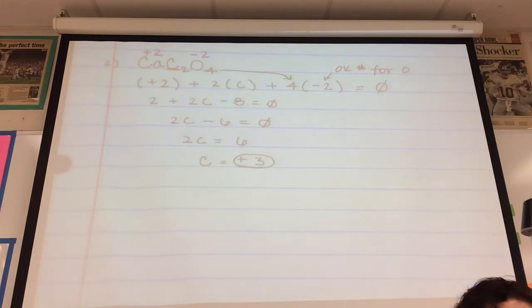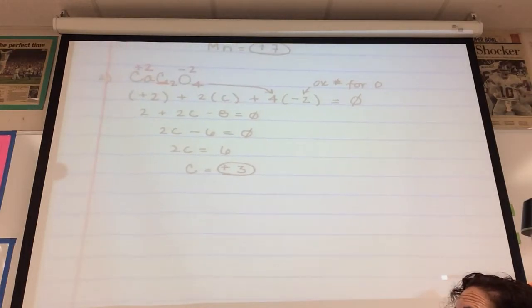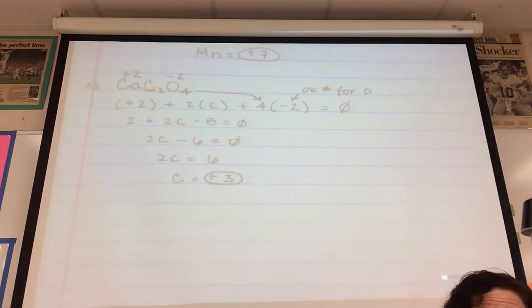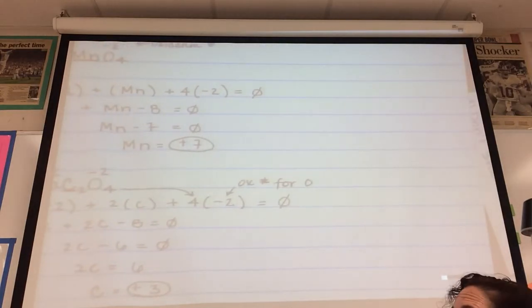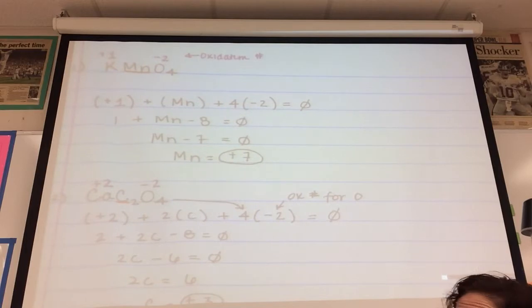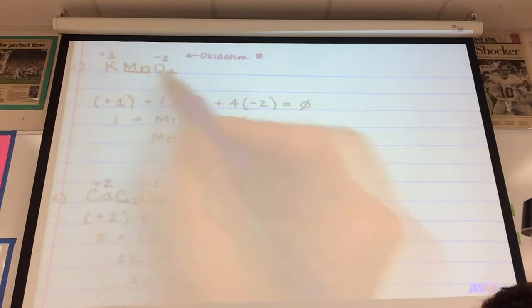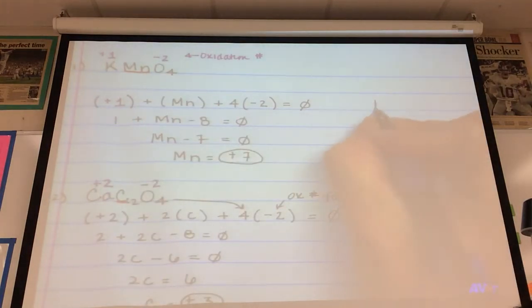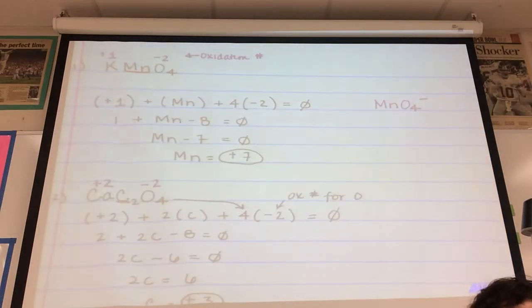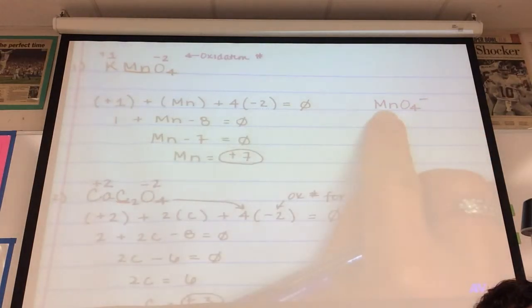Now I want to show you a trick. I think it's actually easier. I think you will as well. I'm going to go back up to the first example. If I'm going after the oxidation number of manganese, I can isolate that polyatomic ion. Permanganate ion has a charge of 1-. I can go after the oxidation number of manganese based on the polyatomic.